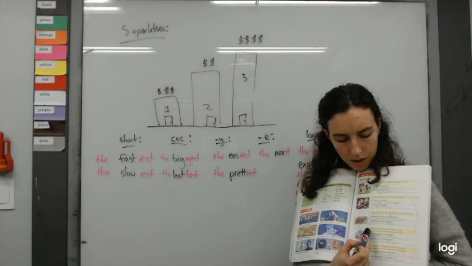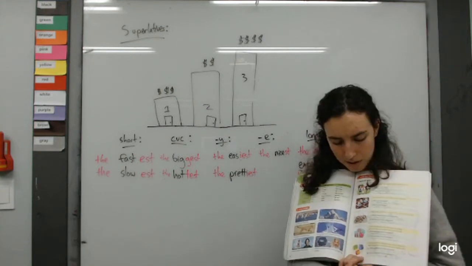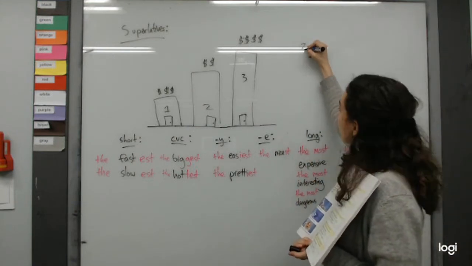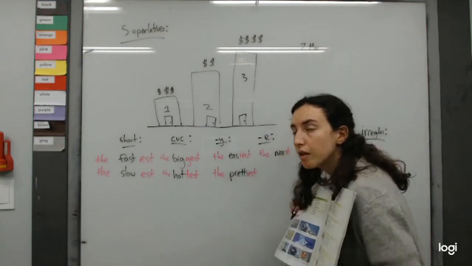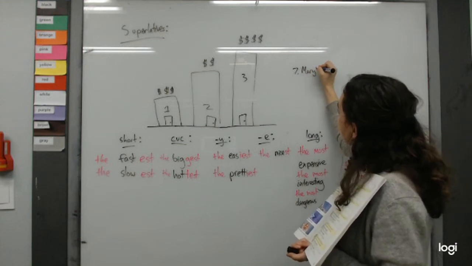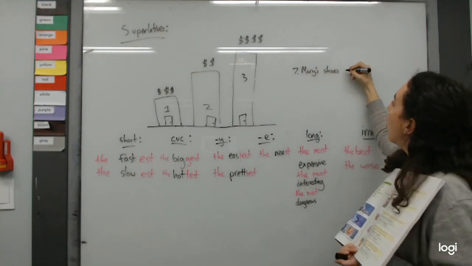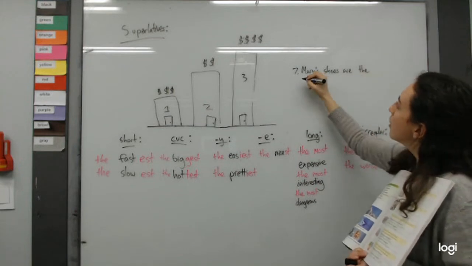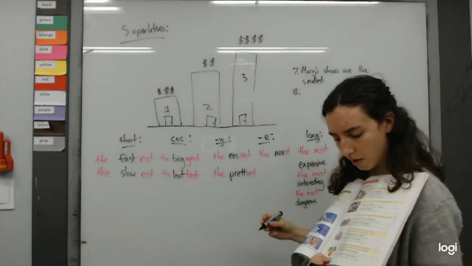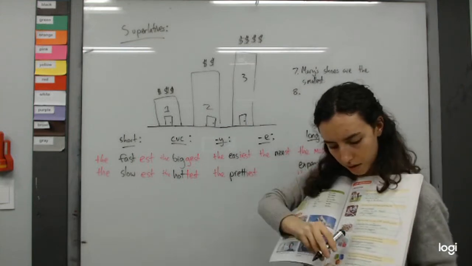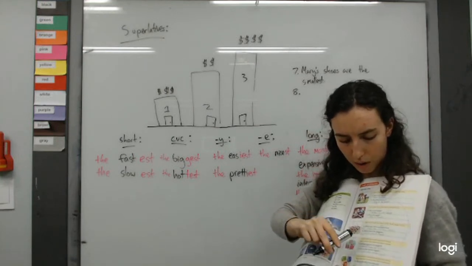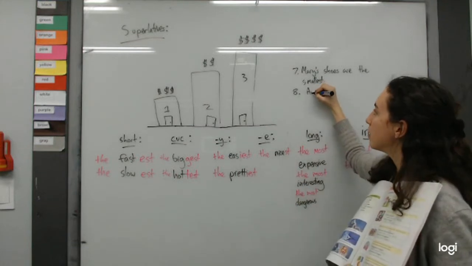So Mary's shoes are going to be the smallest. So you can write Mary's are the smallest. Mary's shoes are the smallest. Number 8. Whose shoes are the biggest? Karen's shoes are smaller than Amy's, and Mary's shoes are smaller than Karen's. So Amy's shoes are the biggest.